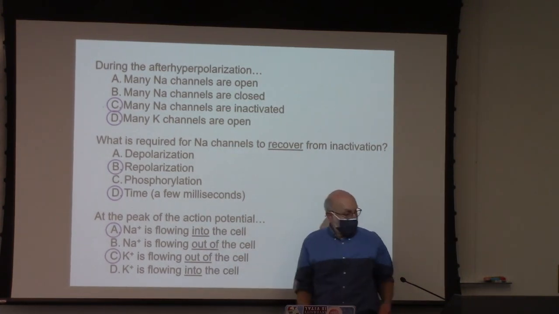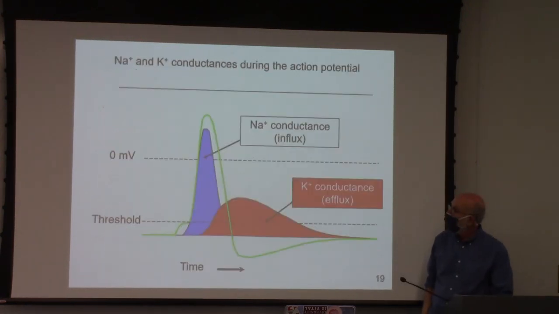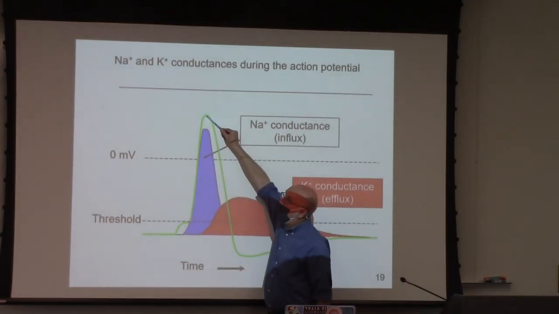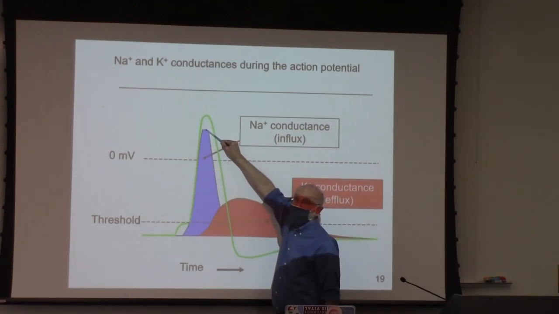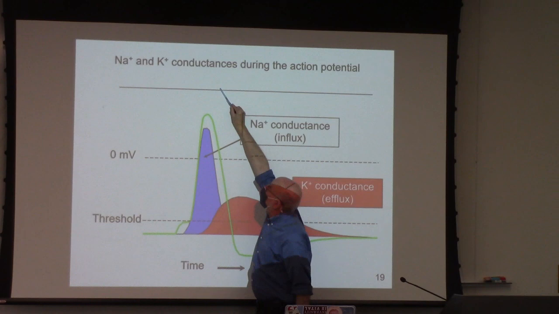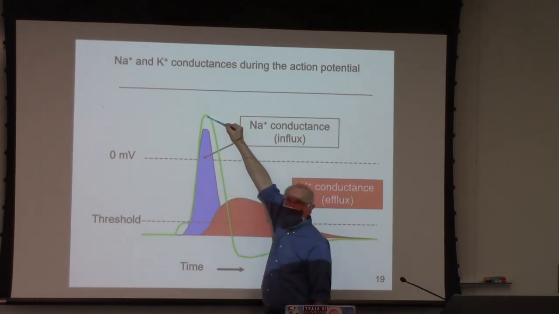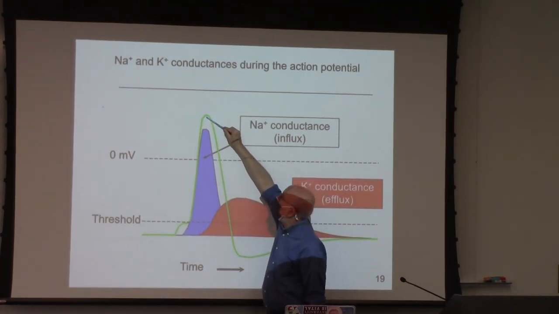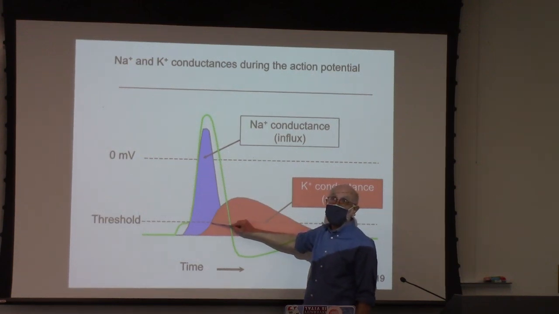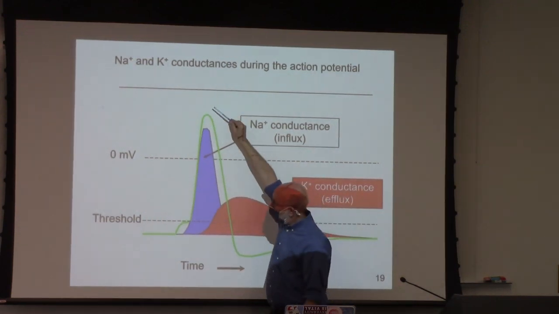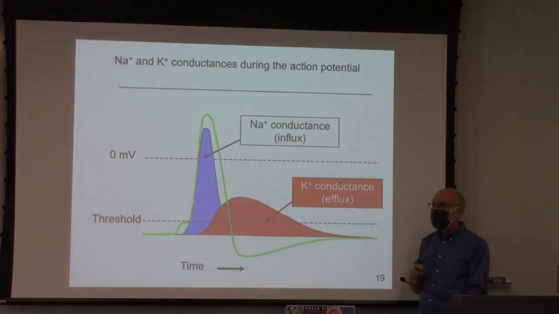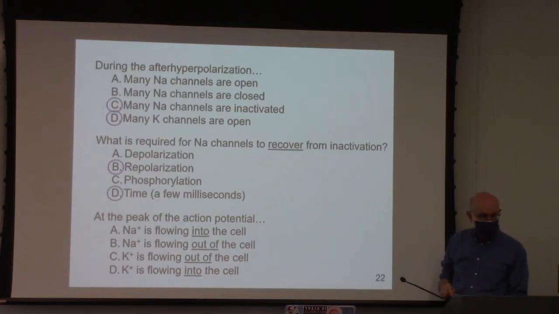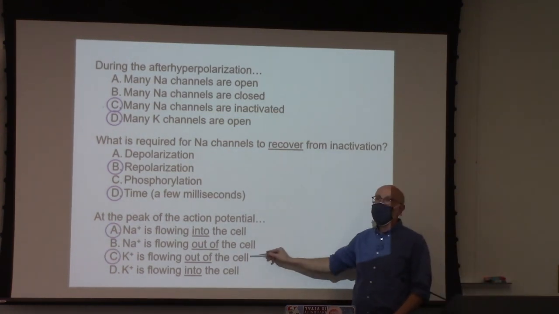Right? But at this point in time, there is sodium permeability, and the voltage is below ENa, so there's inflow of sodium. And at this point in time, there is potassium permeability, and we're way above EK, so there is outflow of potassium. So at that point in time, both of these are true statements.